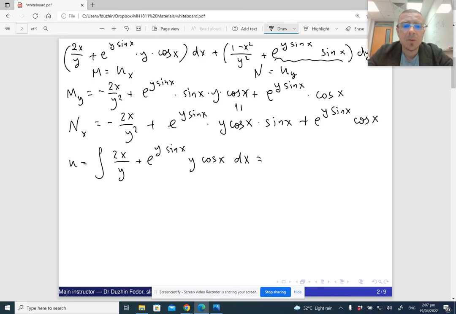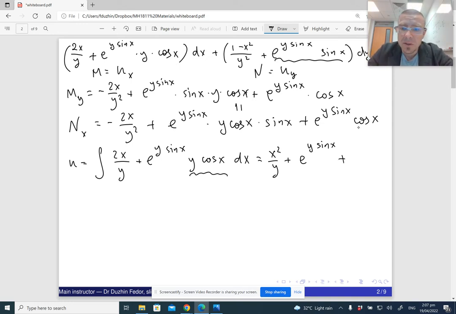So I am integrating with respect to x. So y is now a constant. So the antiderivative of 2x is just x squared, right? So it's going to be x squared over y plus, and here notice that y cosine x is just the differential of y sine x. So its antiderivative is just e to the y sine x, right? Which is not so bad, right?